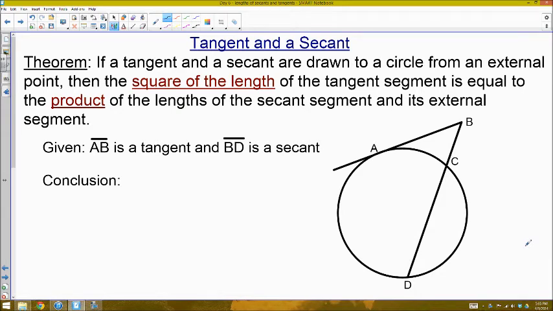We've already talked about the lengths of chords within a circle. Now we're going to talk about the relationships between the lengths of tangents and secants. It turns out that if I have a tangent and a secant that are drawn to a circle from some common external point, then the square of the length of the tangent segment is equal to the product of the lengths of the secant segment and its external segment.